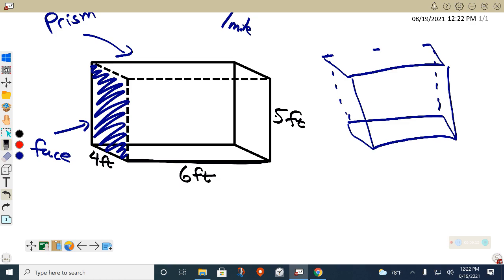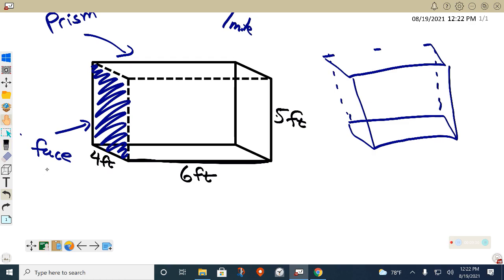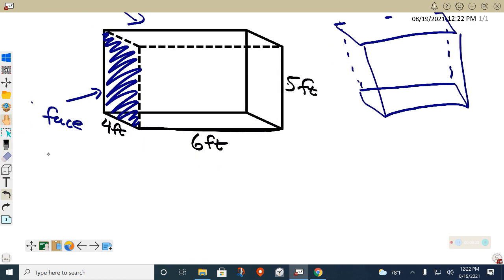Okay, so far so good. Now we could find the area of one of the faces now. Let's find the area of the side face right here. So we're going to put area of side face.